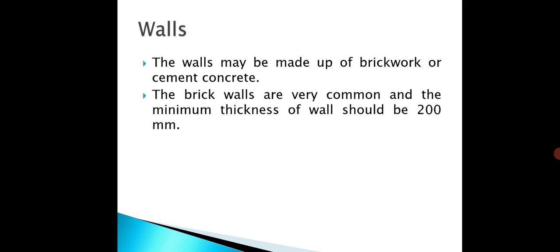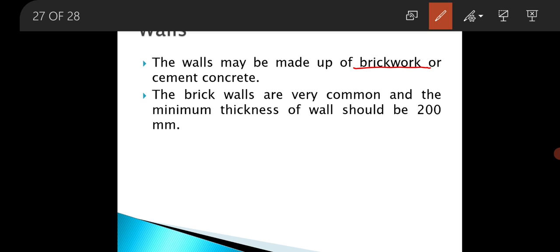Next part is wall. The wall of the manhole may be made up of brickwork or stonework or cement concrete. The brick walls should have a minimum thickness of about 200 mm. Generally, brick walls are used.